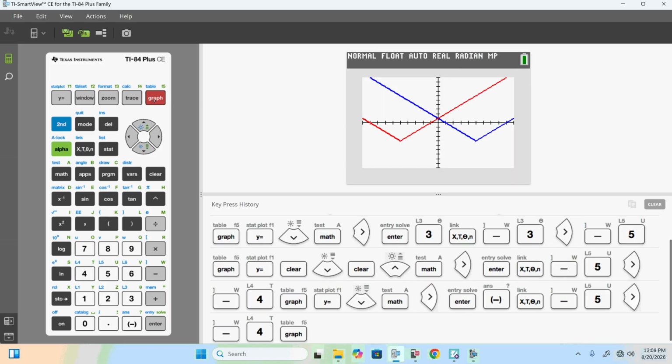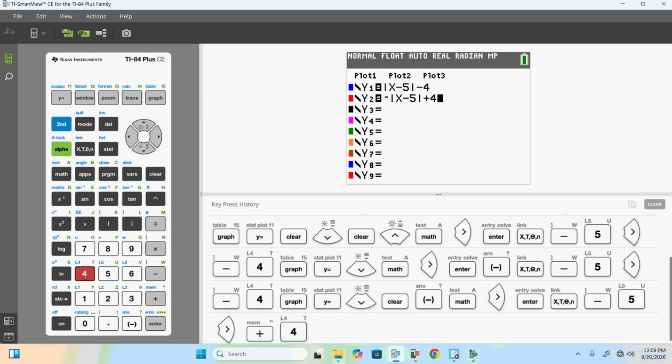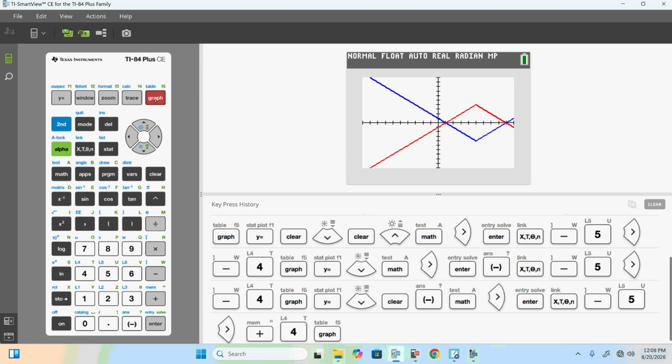We can see it is a mirror image across that line. Now our reflection across the x-axis, negative x minus 5 plus 4. We can see that it is a flip across that axis. But that's it.